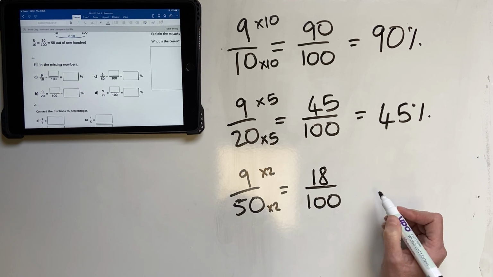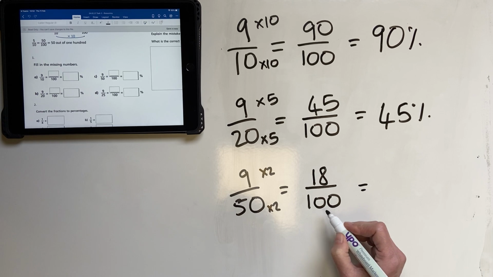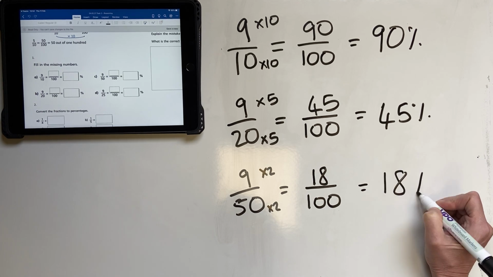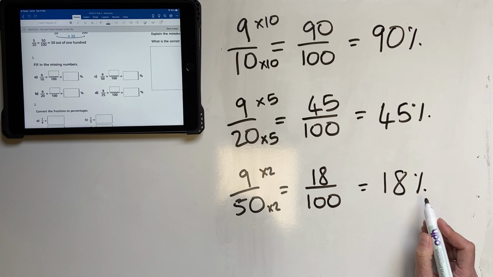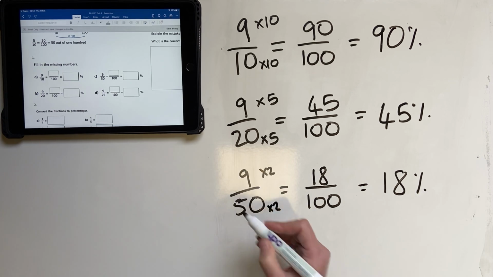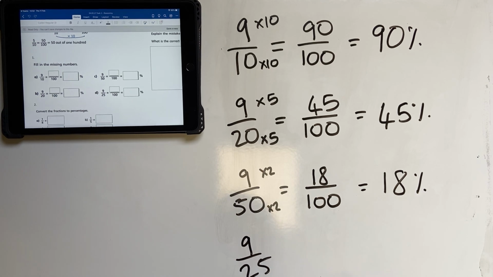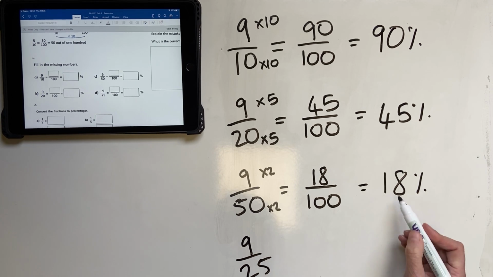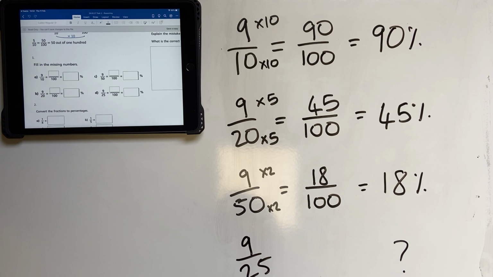So now you've found the equivalent fraction in hundredths, you can now find out what the percentage is, 18 hundredths. The next one, 9 25ths. What do you think that answer is going to be? If this is 9 fiftieths and this is 9 25ths, what do you think the percentage will be? Find the equivalent fraction in hundredths and then find out the percentage. Have a look to see what you notice.